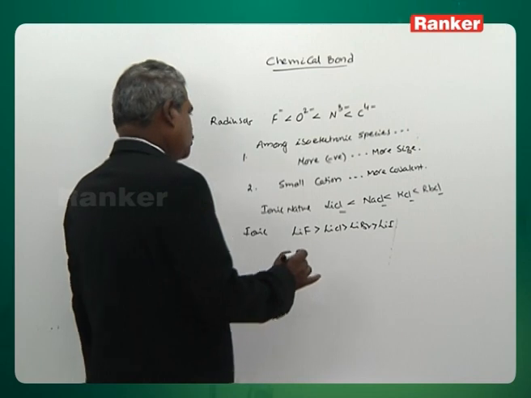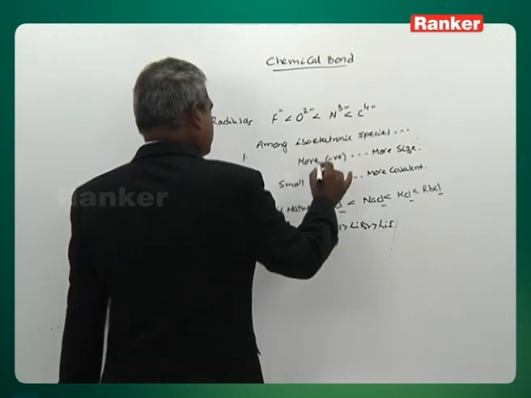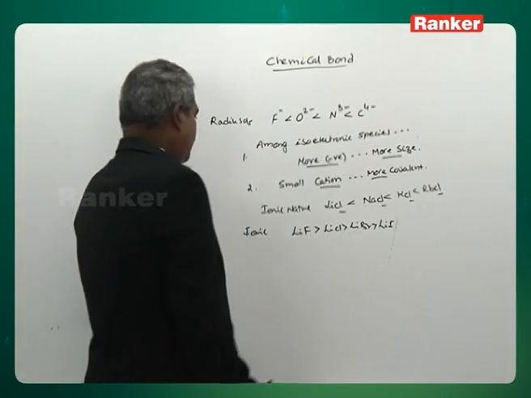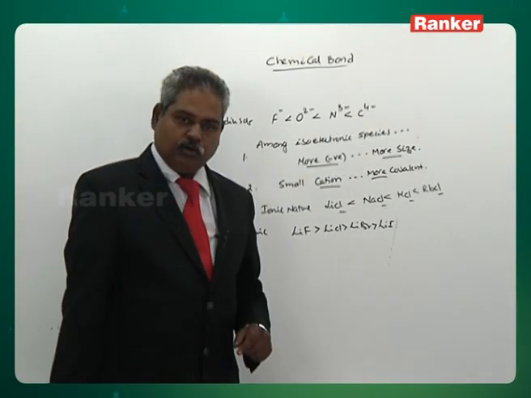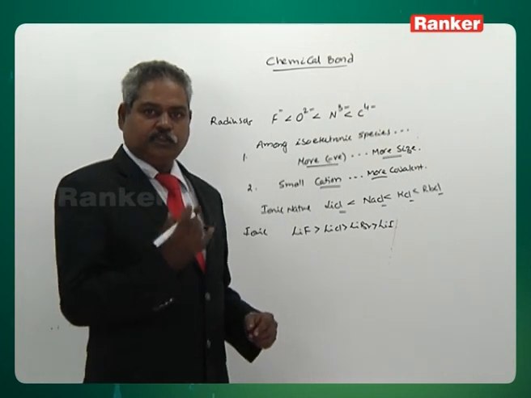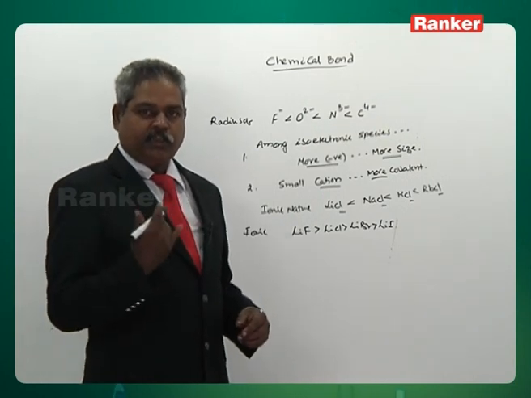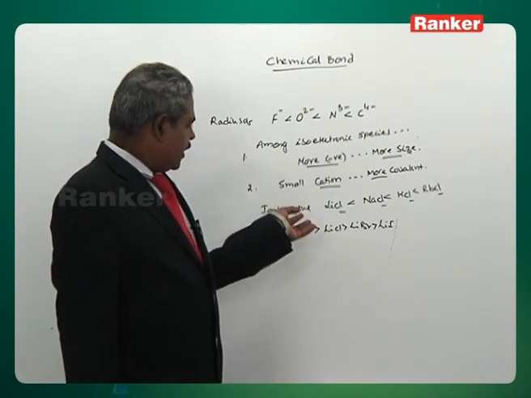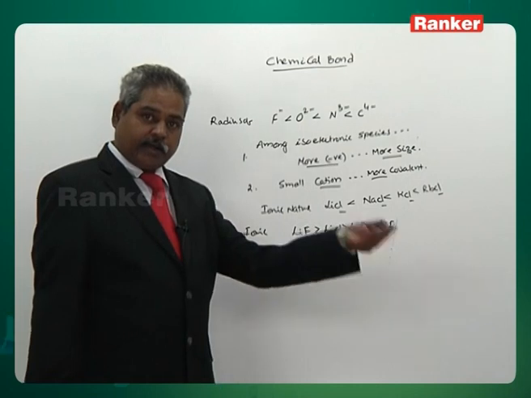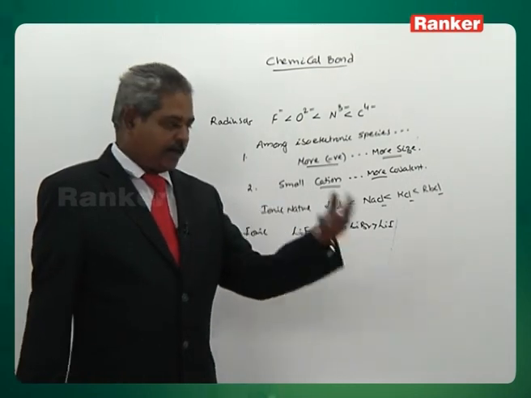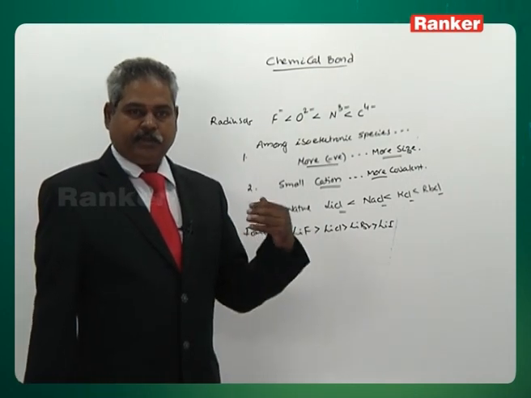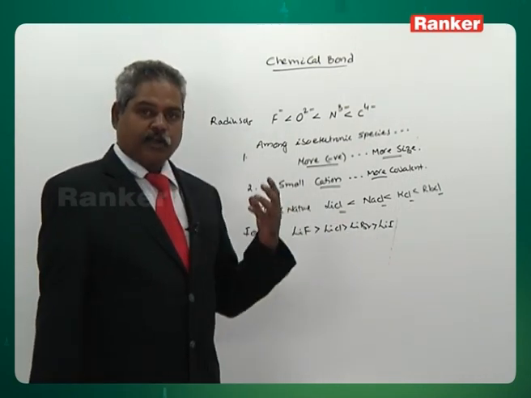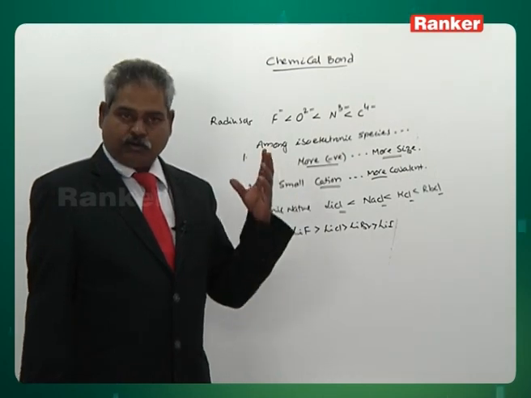So just use these two principles: among isoelectronic species, more negative, more size; small cation, more covalent. Of course, this is called Fajan's rule. The name is not necessary. The application of the principle is necessary. Li plus gives and takes back, and claiming the charge back is called polarizing power. Claiming back is called polarizing power, and polarizing power is an indication of covalent nature.